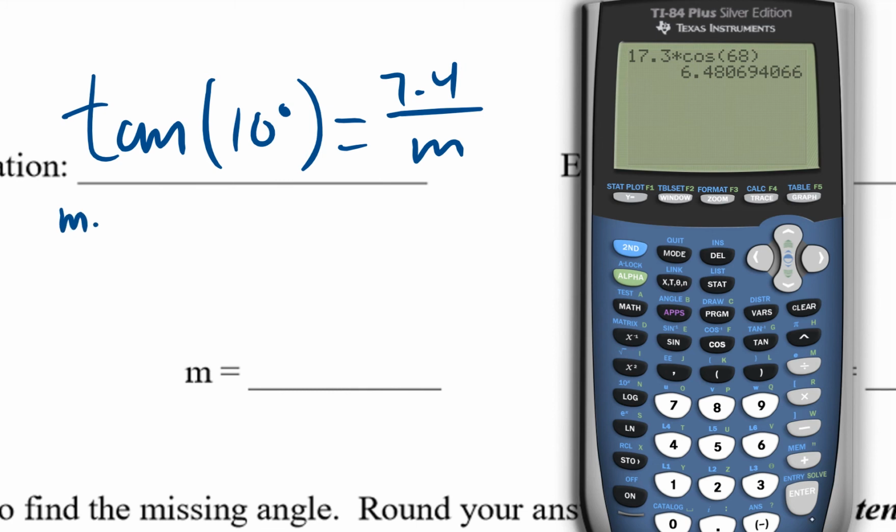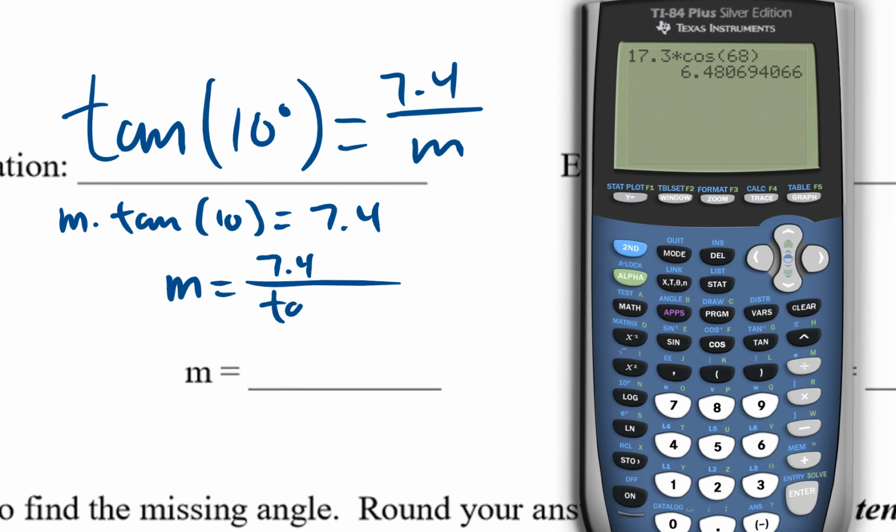So I'll write m times the tangent of this 10-degree angle, and that is 7.4. Very straightforward. I had equal things. I multiplied both sides by m, and I get equal things. So this is equivalent to the previous equation. And then real simply, if I divide both sides by the tangent of 10, I get m. So I'll write m is equal to 7.4 divided by the tangent of this 10-degree angle.